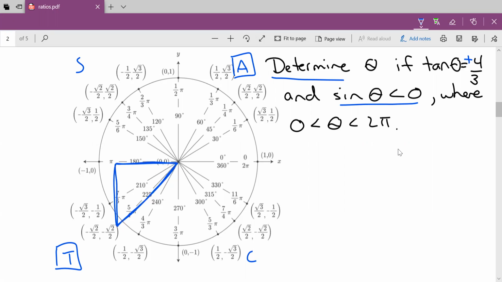I'm going to think of just a triangle, and I'm always going to draw my triangle like that to the x-axis. Now, I'm going to label my sides. Tangent is opposite over adjacent, and this is really important, so watch really closely. Tangent is opposite over adjacent. So this is 4, that's opposite. This is 3, that's adjacent.